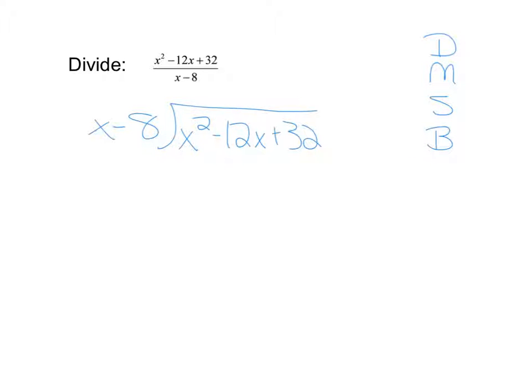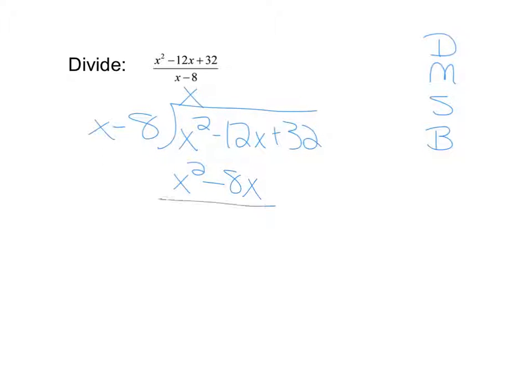So we ask, how many times does x go into x squared? Well, those have the same base, so we subtract the exponents, and it goes x times. Next, we're going to multiply. X times x is x squared. X times negative 8 is negative 8x.